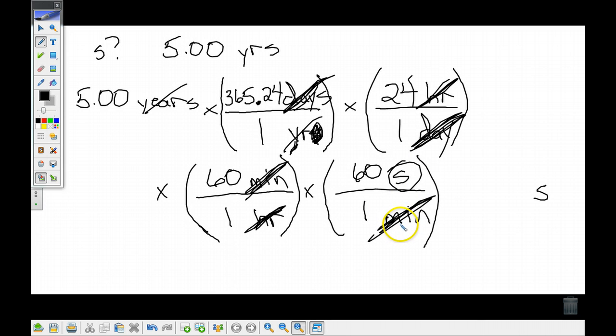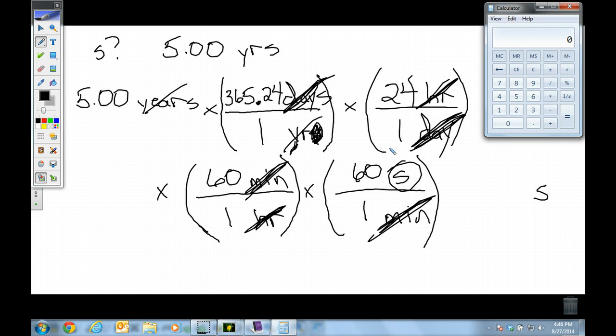Well, now it's time to get a calculator out. And when you do, you multiply every number on the top, you divide every number on the bottom. But look what we got. We got all ones on the bottom. So now, what can we do? We can now get our calculator out.